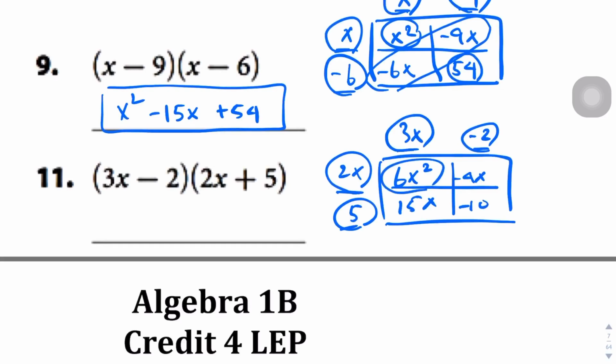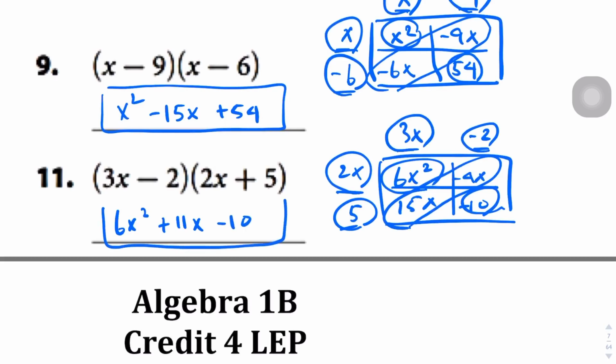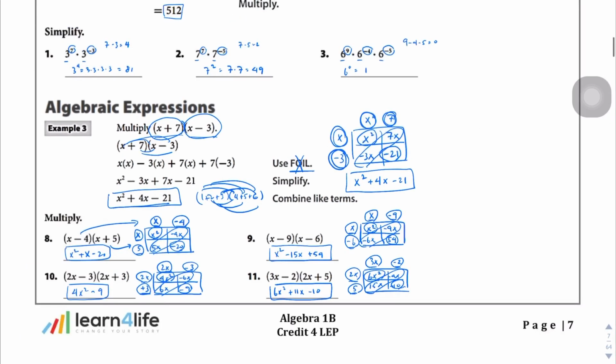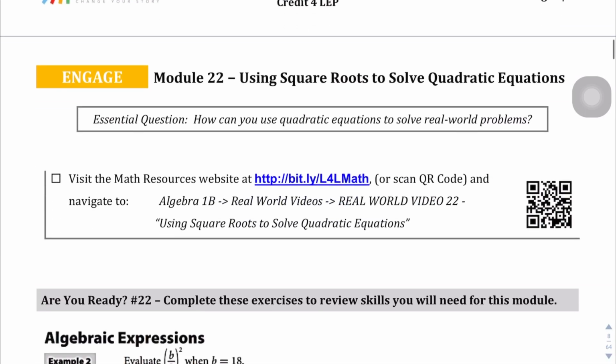And so let's combine these terms, or at least write out the first term first before we combine: 6x squared, and then let's combine these. 15x minus 4x gets us to positive 11x, because 15 minus 4 is 11. And then the straggler there, the minus 10, is our answer. 6x squared plus 11x minus 10. Okay, all right, so that was page 7.